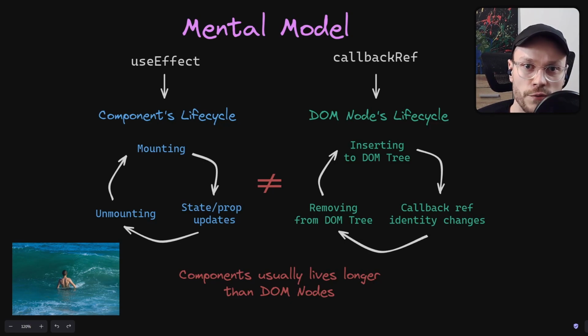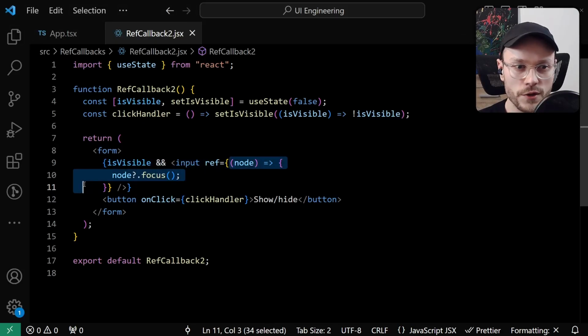When we want to do something when the component mounts, when it unmounts, and when some state or props related to this component change, then we should rely on useEffect, which helps us to synchronize our logic with the component's lifecycle. On the other hand, if we need to know when the DOM node was mounted, or when it was removed from the DOM tree, then we should use RefCallbacks, which help us to synchronize our DOM logic with the DOM node's lifecycle. Converting our example to RefCallback, we are able to get rid of the unnecessary useRef and useEffect.